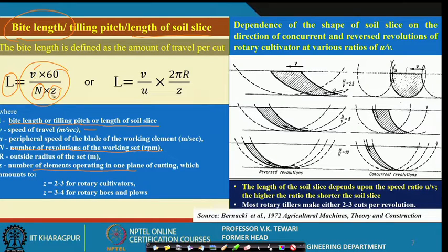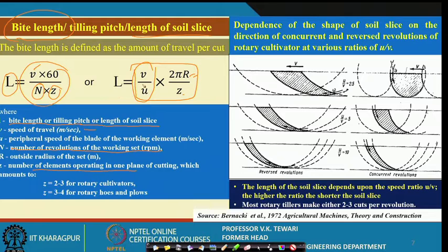If we take care of the speed of rotation, that means the peripheral speed, we will find that the relationship changes to a very regular one, where we get V and V by U. This is a very important factor here. R is the radius, and Z, of course, is the number of elements in one plane. V by U is an important factor so far as L is concerned, and it also talks of the total volume of soil which has been handled.